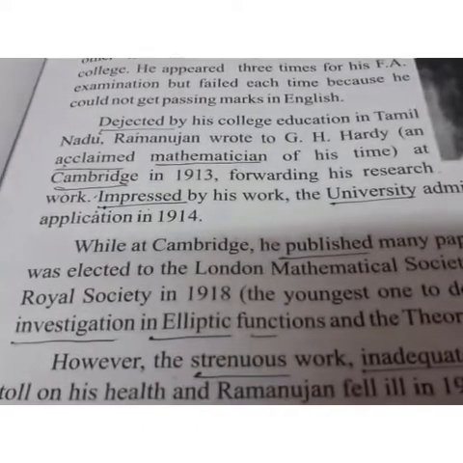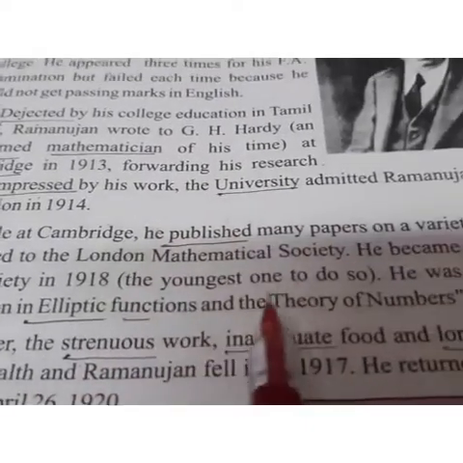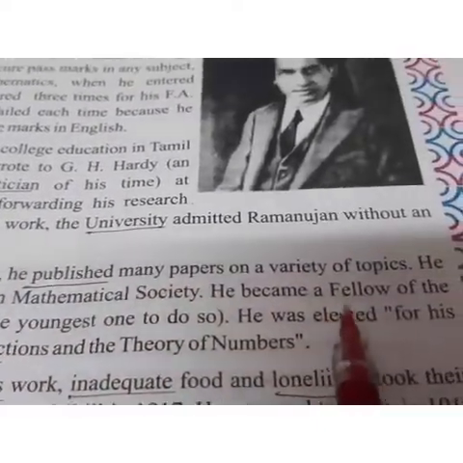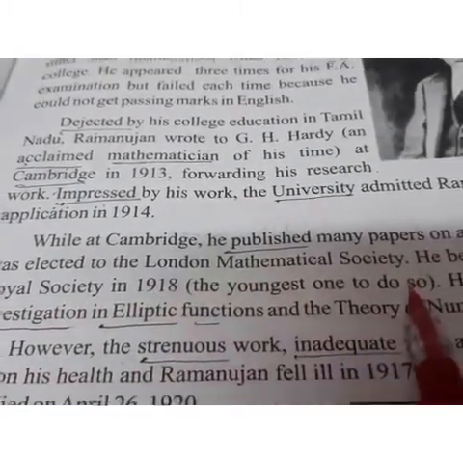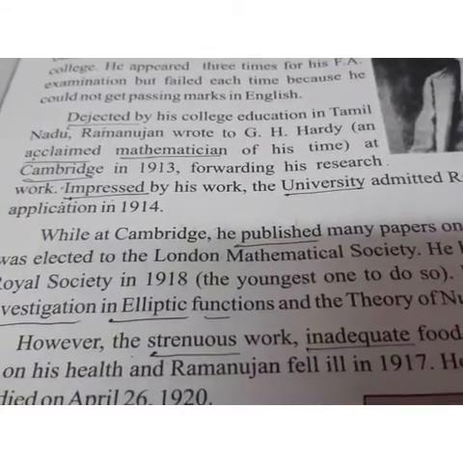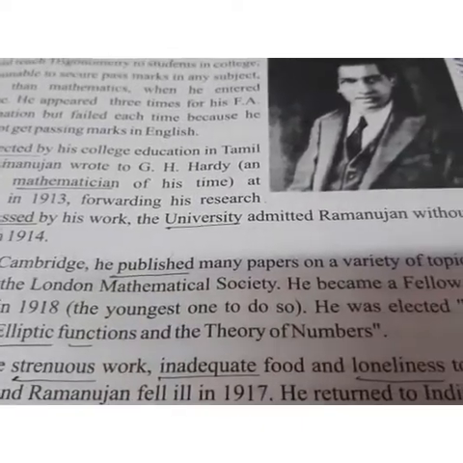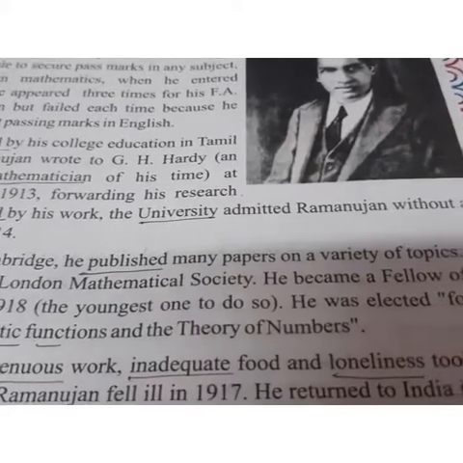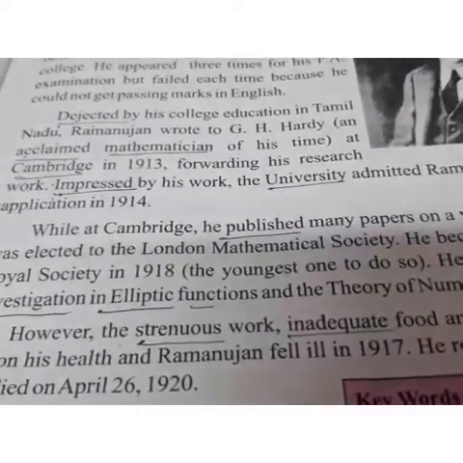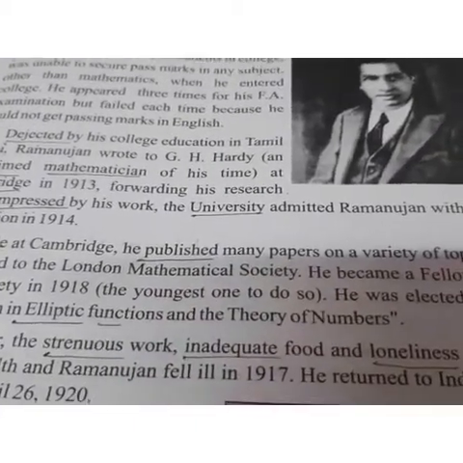In 1914 he became a student of Cambridge University. While at Cambridge he published many papers on a variety of topics. He also was elected to the London Mathematical Society. Now, when he was studying in Cambridge, he published many papers on a variety of topics, पर उन्होंने research किया और अपने papers भी published किए. और he also became a member of the London Mathematical Society, मतलब वो elect हुए London Mathematical Society के member के तरीके से भी.